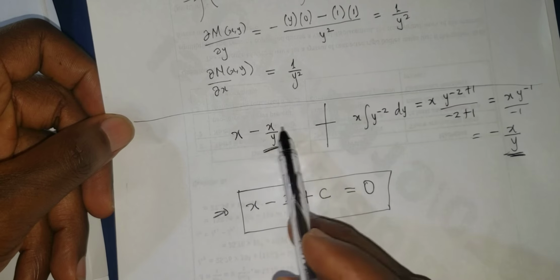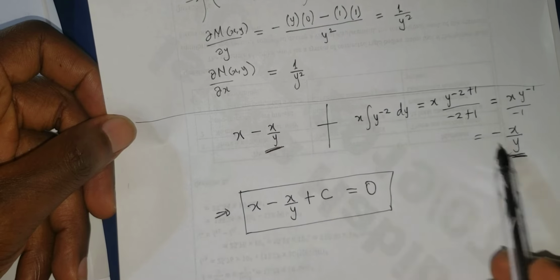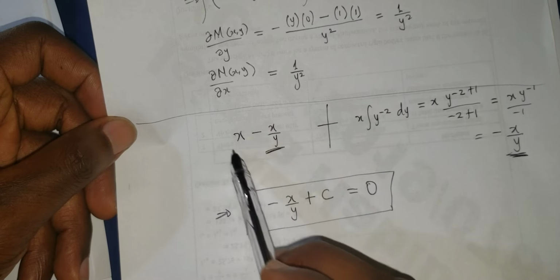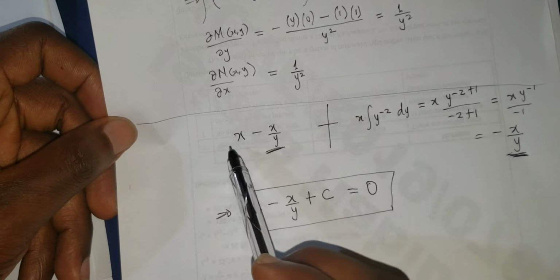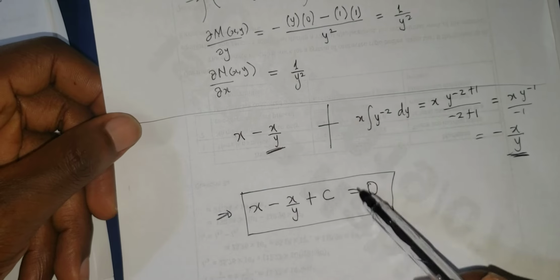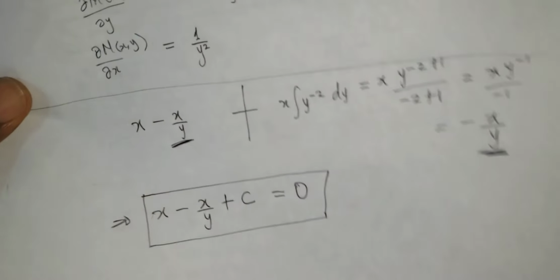So this is x minus x over y. Whatever is common to both of them appears only once. Then we put in every other term there. So that's x. There's no other term here. So this is just x plus this, then plus c equals 0. So that's that about that.